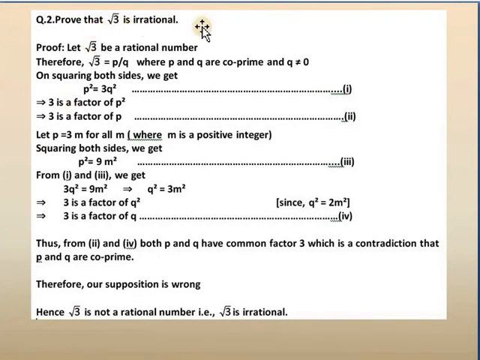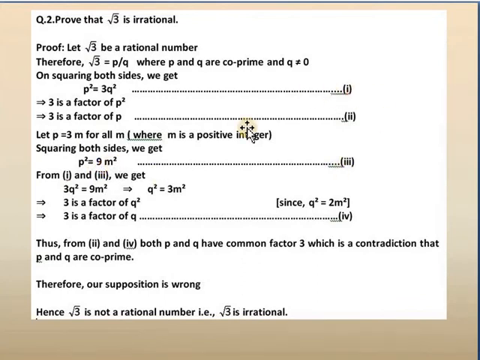Prove that root 3 is irrational. Now you see there is no difference at all. We start writing in the same way: let root 3 be rational. Then it can be expressed in the form p by q, where p and q are co-prime. Square both sides. Similarly to before, we get p square is equal to 3q square. Then you find that 3 is a factor of p square, therefore 3 is a factor of p, equation 2. Now since p is a multiple of 3, we can say p is equal to 3m, where m is some positive integer. Then square it, p square is equal to 9m square.